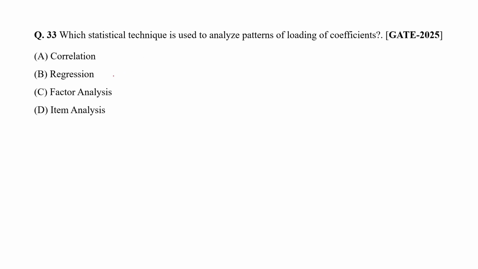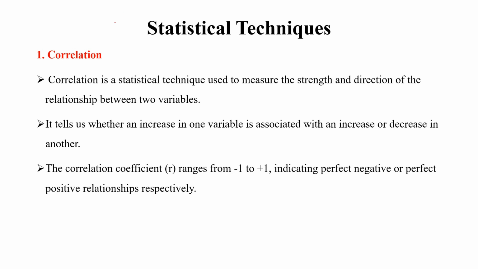Now let's go through these concepts, then let's get back to the question. Correlation. Correlation is basically a statistical technique used to measure the strength and the direction of relationship between two variables. So it just tells us the strength and direction. Let's imagine there are two variables A and B. It tells us the strength of these two variables, like how well they are related to each other, and the direction, either positive direction or negative direction.